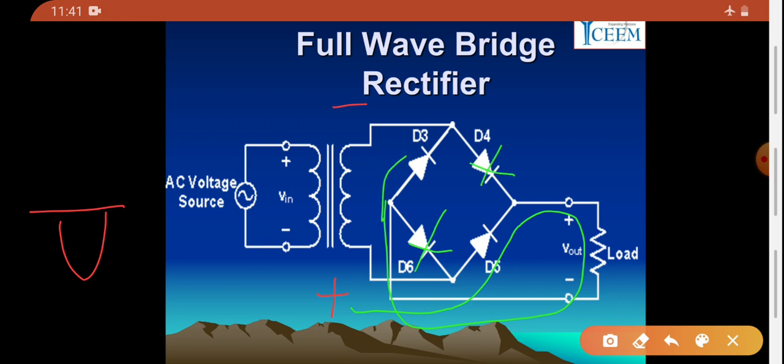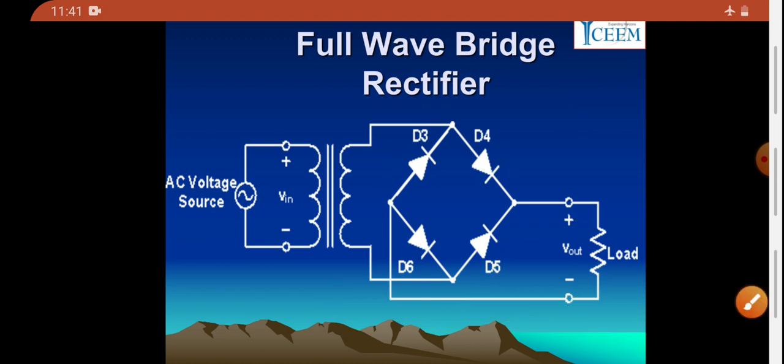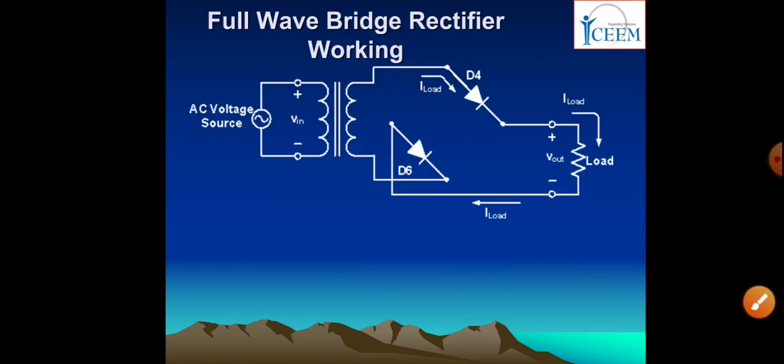So current will continue to flow like this through D3 and D5. These three will be in on condition during the negative half cycle. So for the negative half cycle also you are getting the positive in the output, as it is a full wave rectifier. Okay, so this we can discuss like this also.